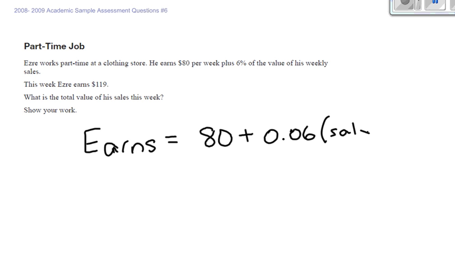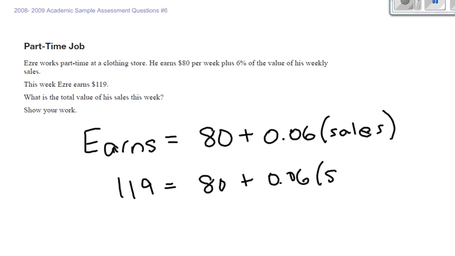So this is what the question says. I've just written it more mathematically. $80 plus 6% of his sales. So this week, Ezra earns $119. So I know that he made $119 this week. So I can substitute that in. Now the only thing I don't know is how much his sales were. So again, you could introduce the variable like X, but I could also leave it like this. So I need to find out what were his sales.